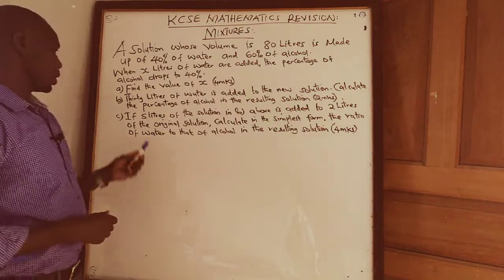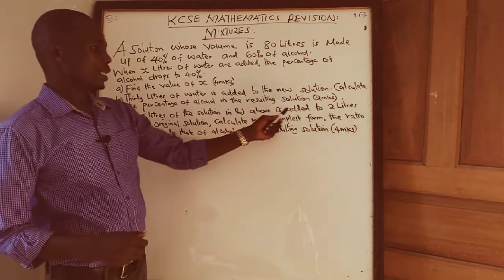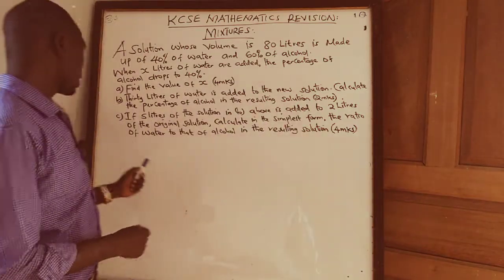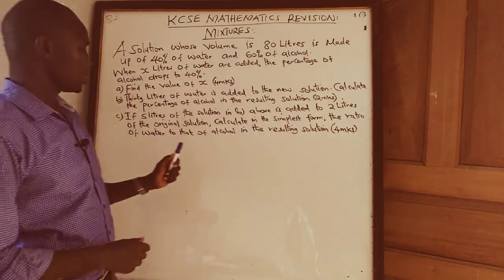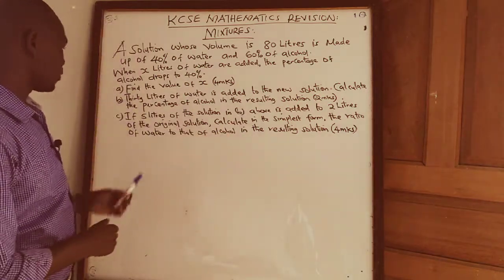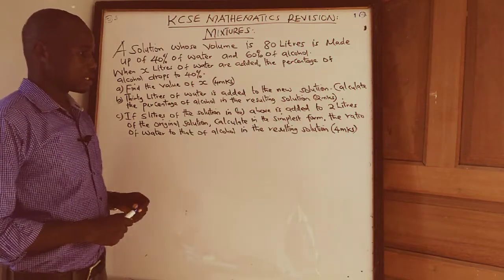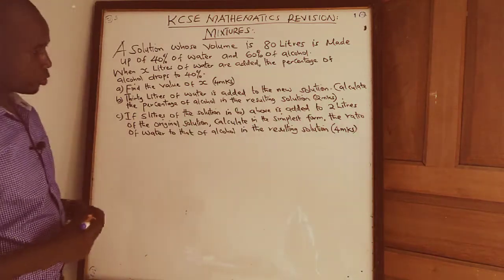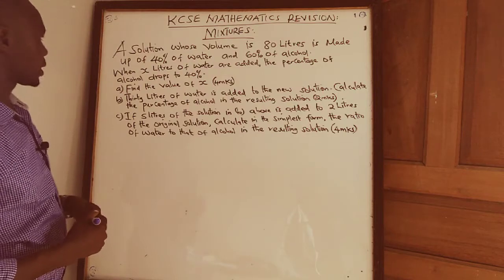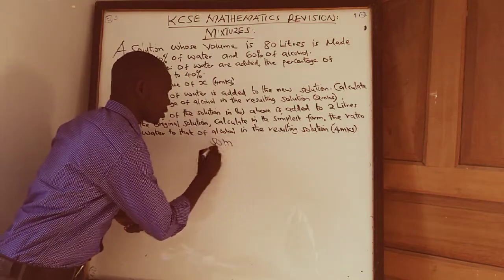Then C, if 5 liters of the solution in B above is added to 2 liters of the original solution, calculate in the simplest form the ratio of water to that of alcohol in the resulting solution for you to earn 4 marks. Let us look at the solution to this question.